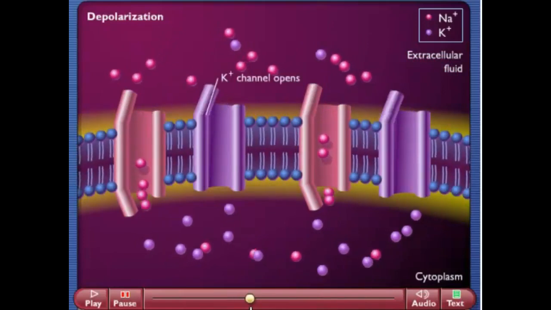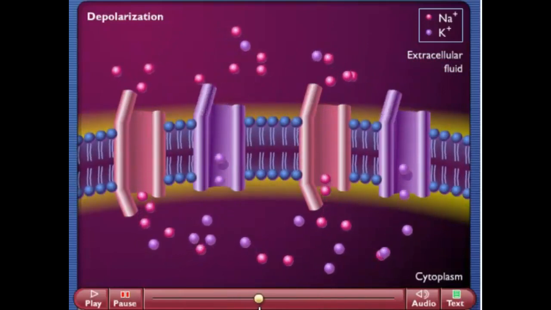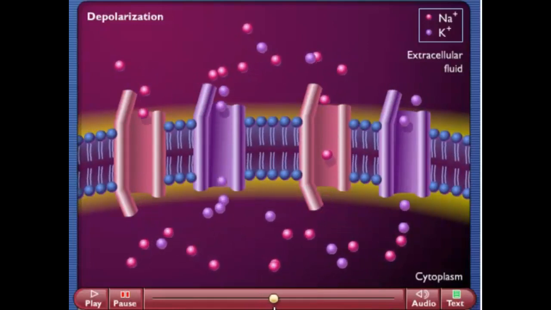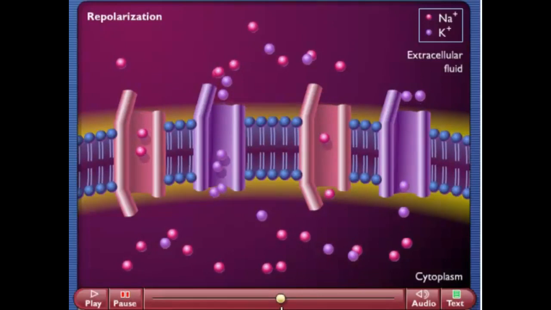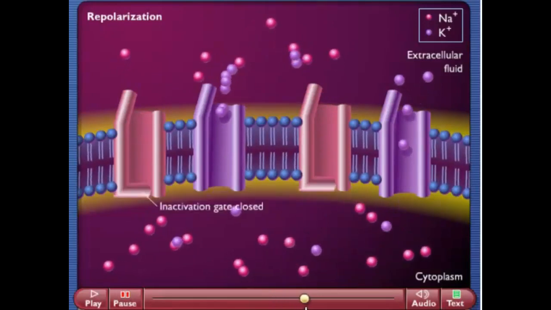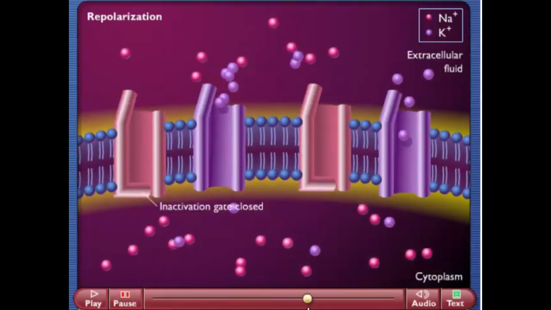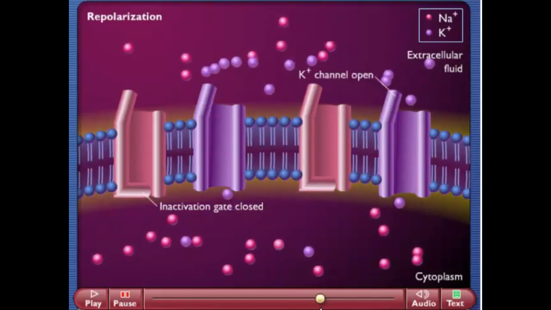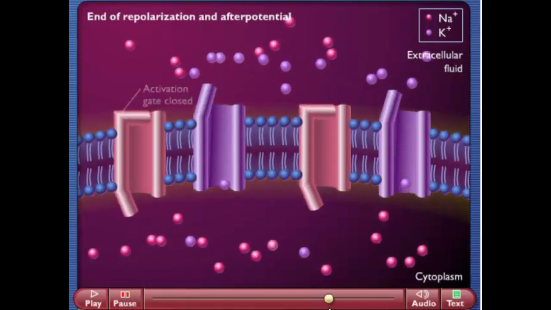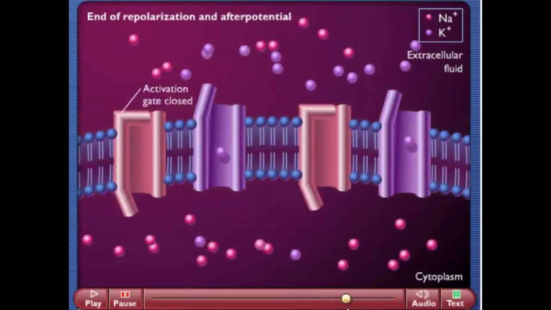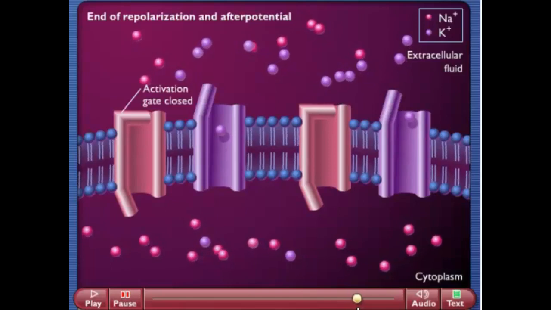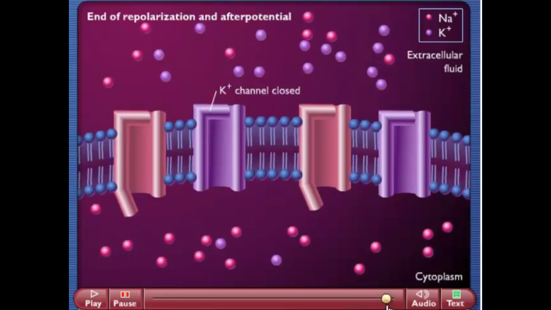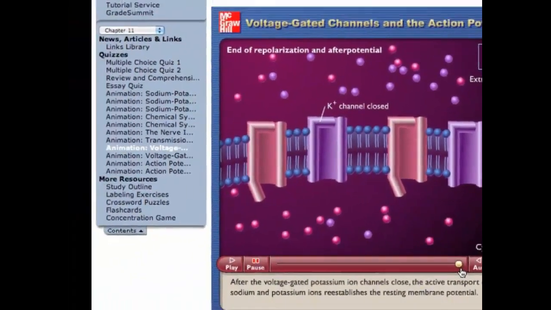What's happening now with the purple? Potassium starts going out. What just happened there? The gates closed. Which gates? Sodium. Sodium gates closed. What's happening with the purple? Still going out. Still going out. Until finally, tink, they close. Does that help? Do you like the visual representation?